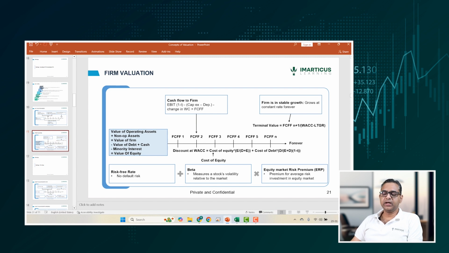Cost of equity is calculated through the capital asset pricing model. It is calculated as risk-free rate, that is the rate of return we can expect if we do not assume any risk. For example, if we are investing in government bonds, we expect them to be safe, so the return they are providing can be considered as the risk-free rate, plus beta into equity market risk premium.